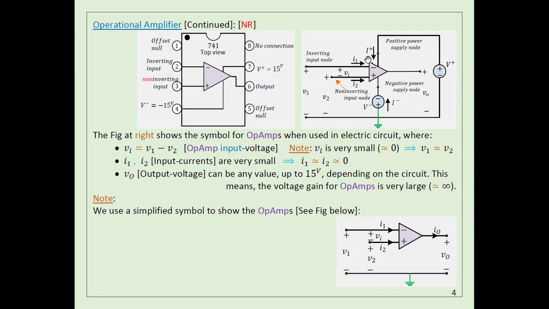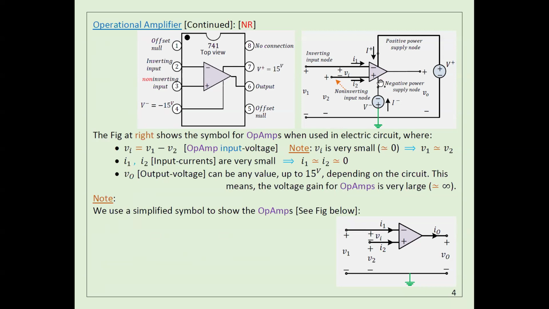So the way we are going to use it in circuits, I'm going to use it this way. The symbol, as you see here, I'm going to put negative and positive. We have two inputs here. One is negative, one is positive. The negative one is called the inverting input. The positive one is called the non-inverting input. We have the output, and also we have the bias here.